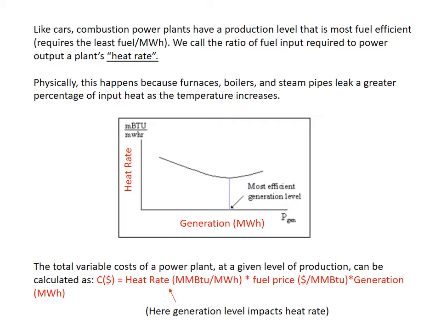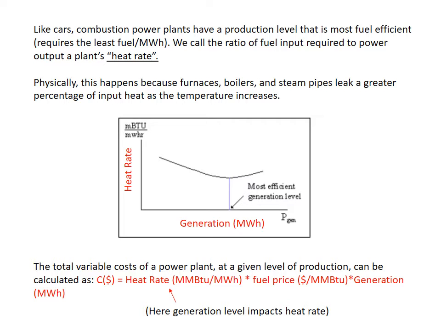And so the total variable cost of a power plant for any given level of production can be calculated with this equation at the bottom, where you have cost in dollars is equal to the heat rate. And remember, the heat rate is a function of the amount of generation you're producing. So the first and the last term here in this equation are connected, where the amount of generation you're producing feeds back and actually dictates what the heat rate's going to be. So you have the heat rate in million BTUs over megawatt hours times the fuel price.